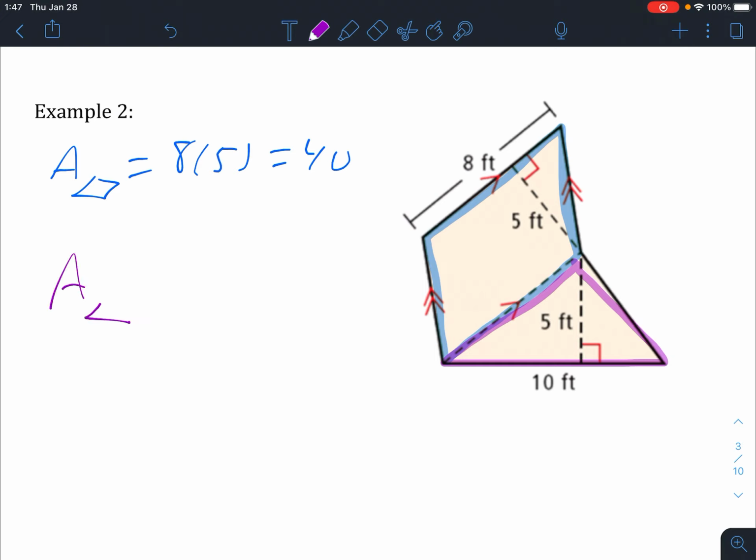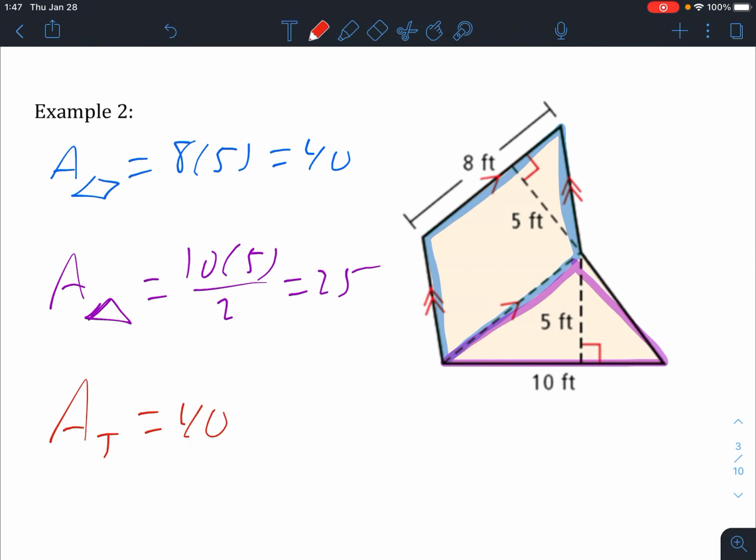And then for the triangle, base times height over 2. So 10 times 5 over 2, which is 25. So our total area then is just 40 plus 25, or 65 square feet.